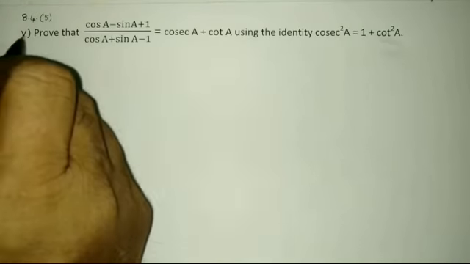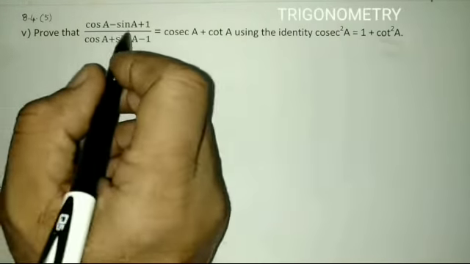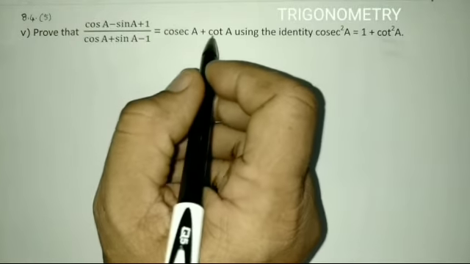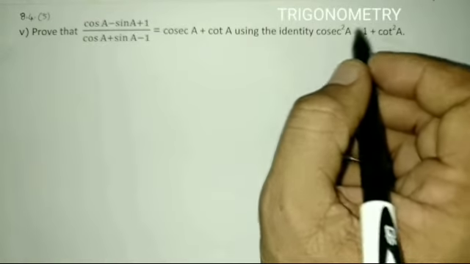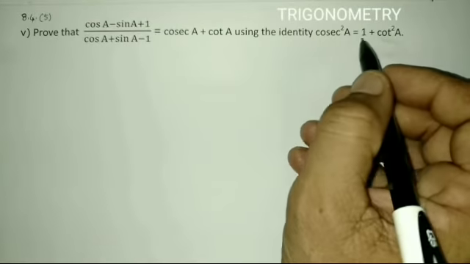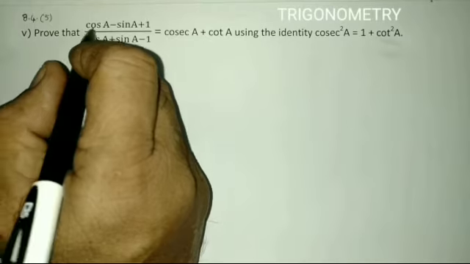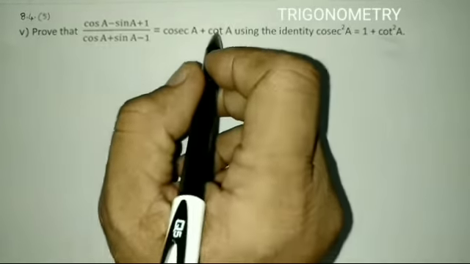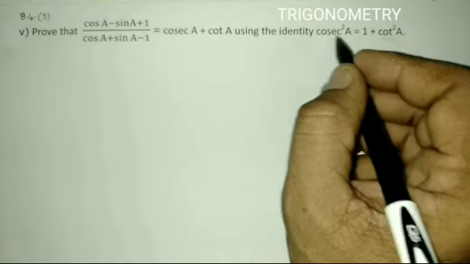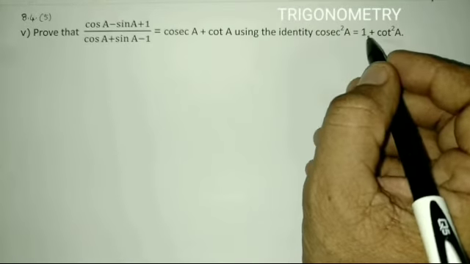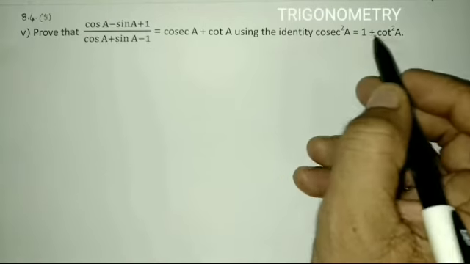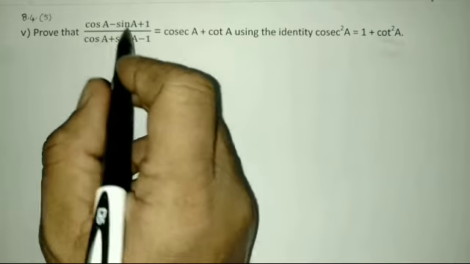Fifth problem, Roman number 5. Prove that cos A minus sin A plus 1 by cos A plus sin A minus 1 equal to cosecant A plus cot A using the identity cosecant square A equal to 1 plus cot square A. So you have to prove that cos A minus sin A plus 1 by cos A plus sin A minus 1 equal to cosecant A plus cot A by using the identity cosecant square A equal to 1 plus cot square A. So to use the identity cosecant square A equal to 1 plus cot square A, you have to write the left hand side in terms of cosecant and cot.